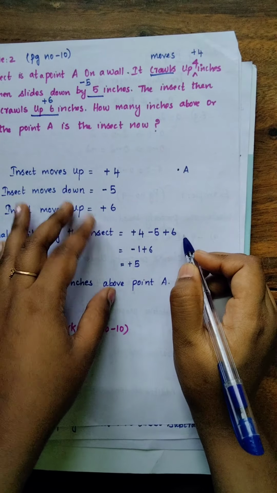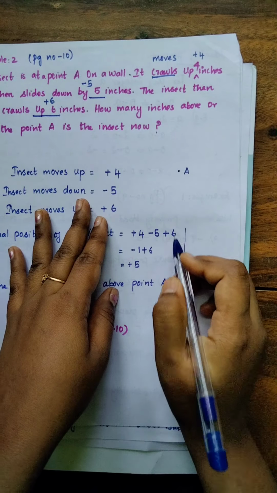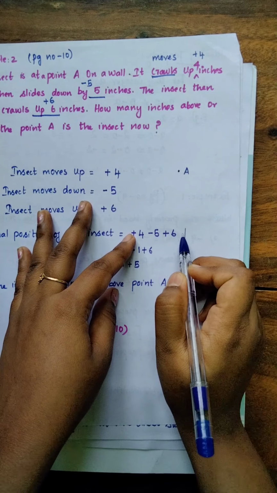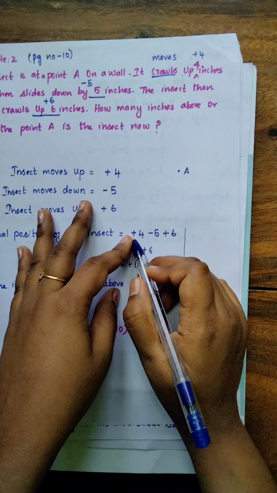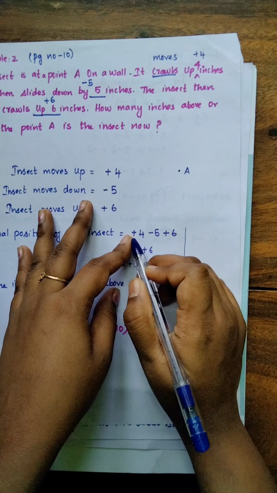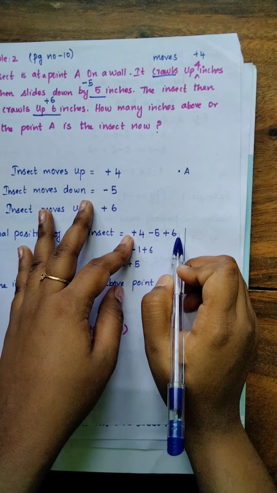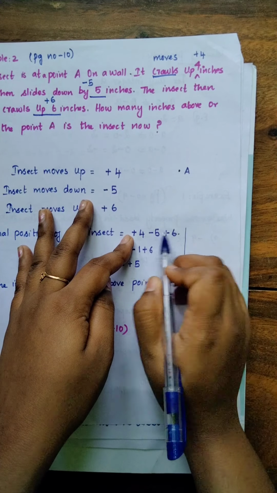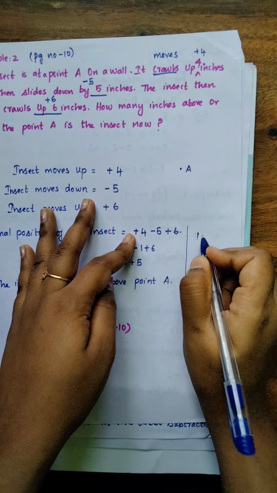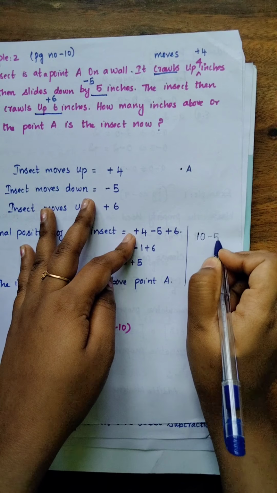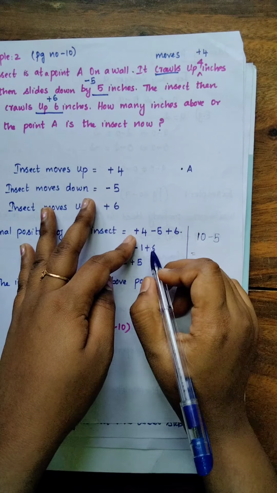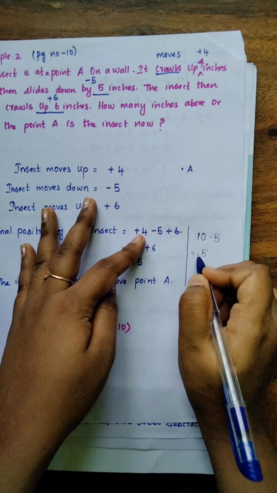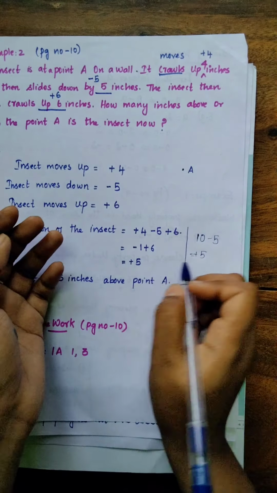One more easy method is there. First add the same sign numbers. Plus 4 and plus 6, both the numbers are having the same sign. Same sign means what will you do? We will be adding. 4 plus 6 is 10. So 10 minus 5. What is 10 minus 5? 10 minus 5 is 5, right? So we are getting the answer plus 5.